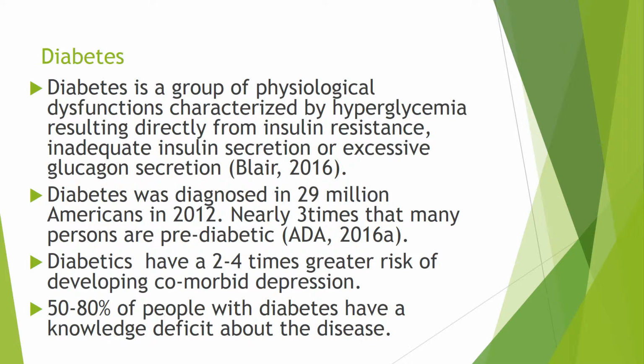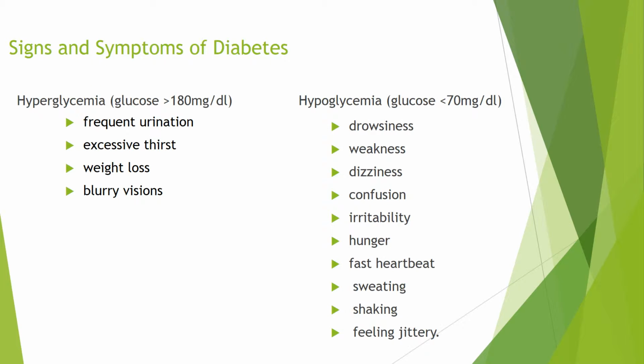Diabetes was diagnosed in 29 million Americans in 2012. Nearly 3 times that many are pre-diabetic. Diabetics have a 2 to 4 times greater risk of developing comorbid depression. And 50 to 80% of people with diabetes have a knowledge deficit about the disease.